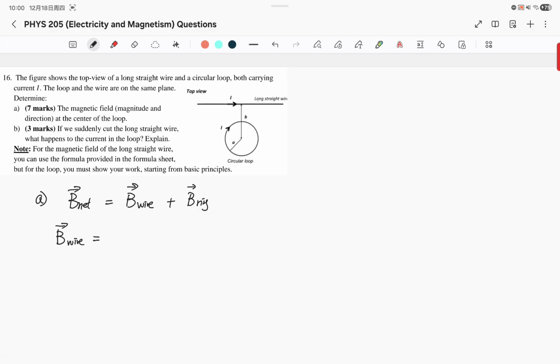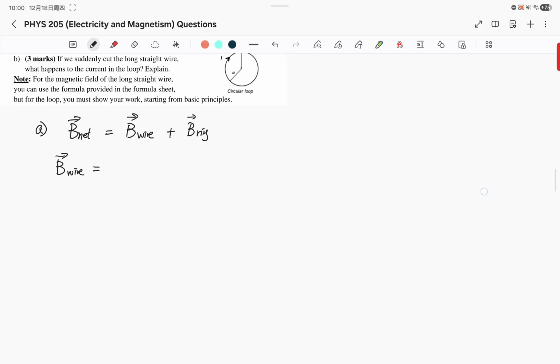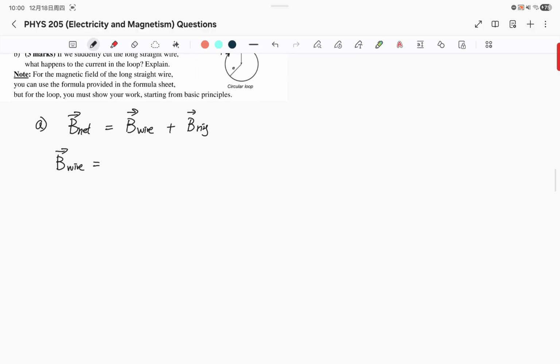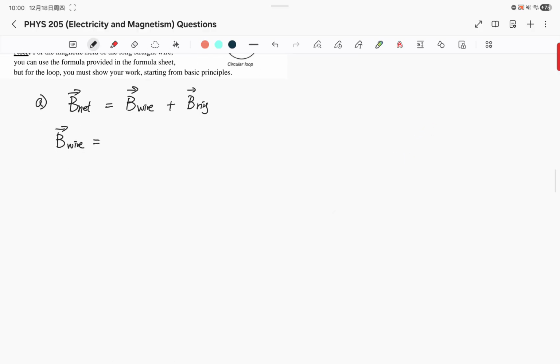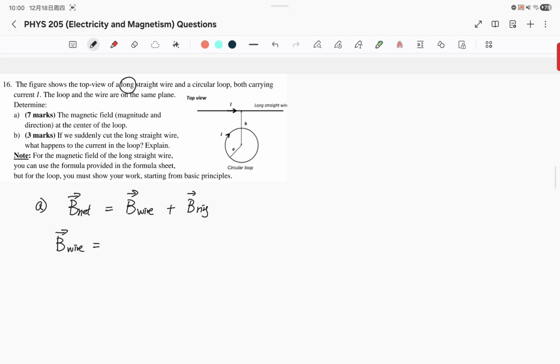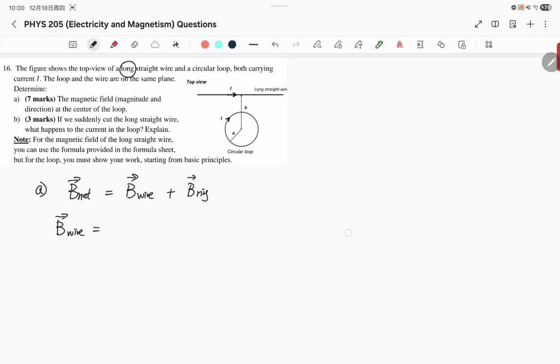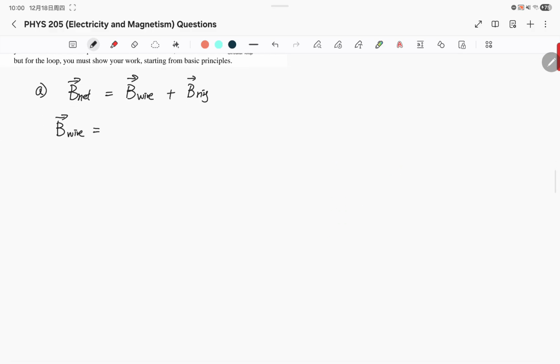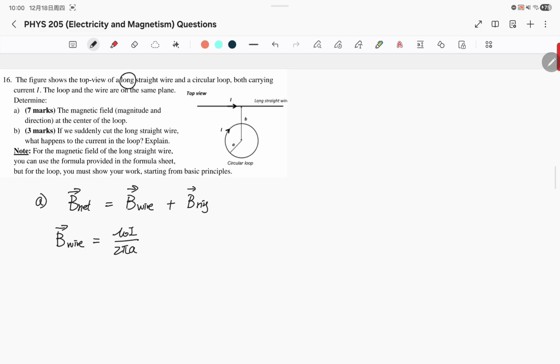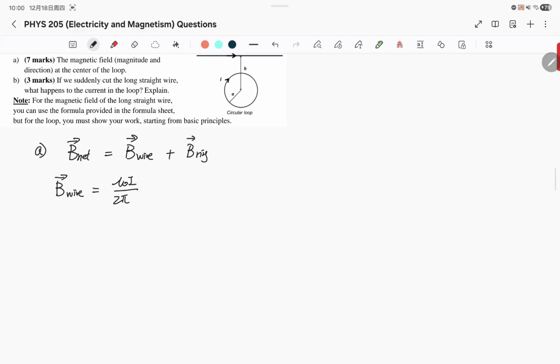And look at the keywords in the question. This is a long straight wire. What does that mean? That means we can use the formula for an infinite wire. And that's a direct copy paste from the formula sheet. That is why the notes said you can use the formula provided in the formula sheet, but that's only for the straight wire. So that's mu naught I over 2 pi a, where a is the distance from the wire to the point, and in this case, it's actually b.